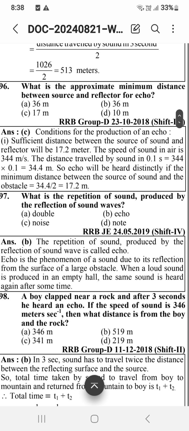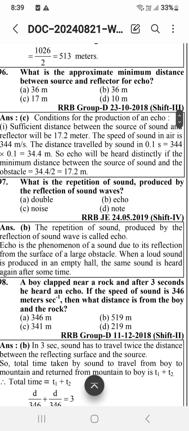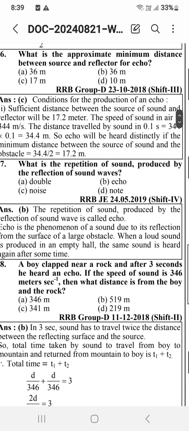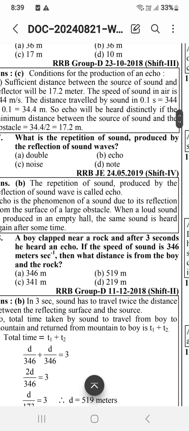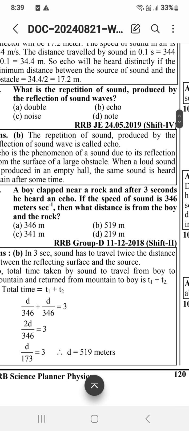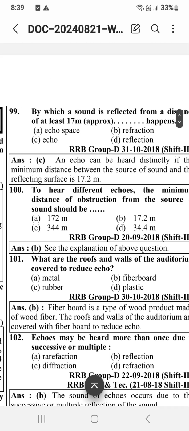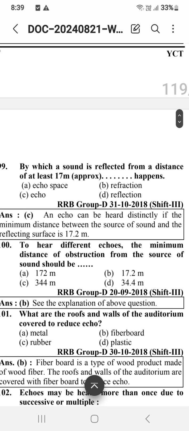A boy clapped near a rock and after 3 seconds he heard an echo. If the speed of the sound is 346 meter per second, then what is the distance between the boy and the rock? Total time equals t1 plus t2, d upon 346 plus d upon 346 equals 3, so 2d equals 346 into 3. By which a sound is reflected from a distance of at least 17 meter approximately happens echo.